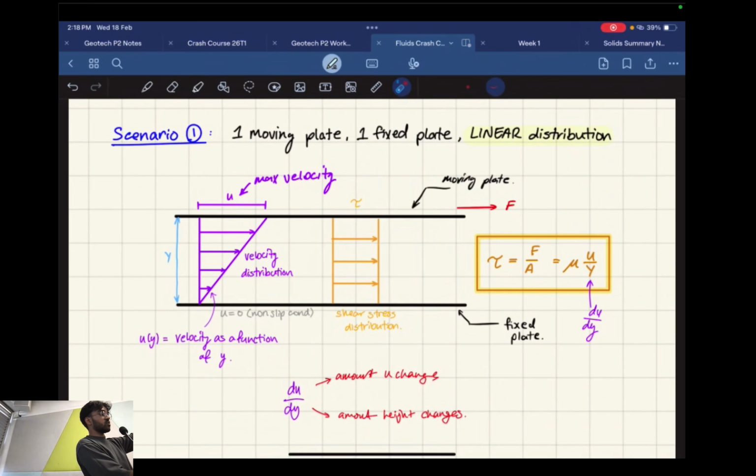When both of them are not moving, the fluid is static. When this top plate's moving, what happens to the fluid? Does it just stay static or does it move as well? It moves as well. So that fluid is going to start moving and, because of viscosity, it's going to stick to that top plate.